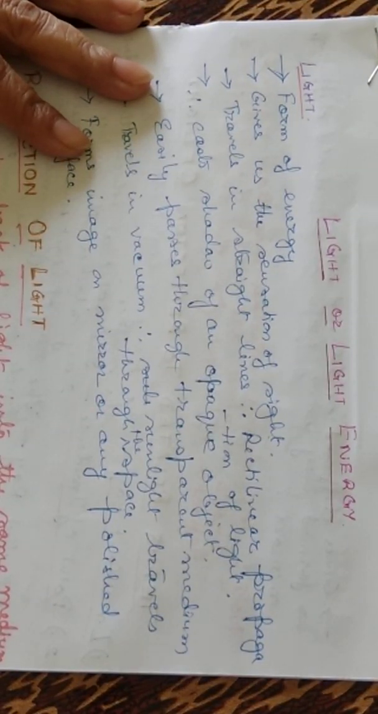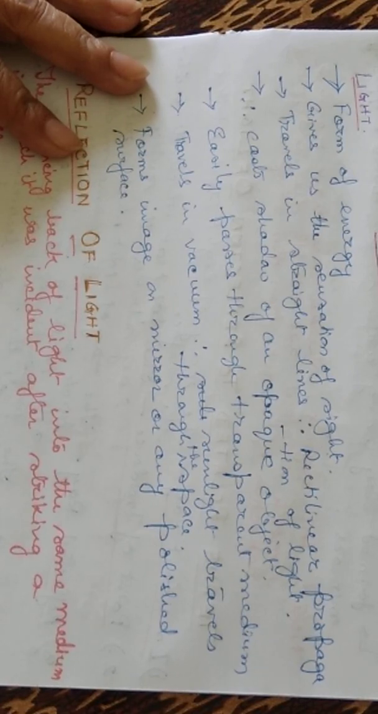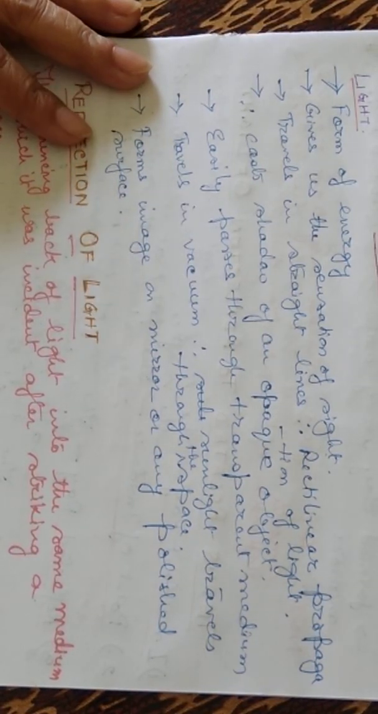That is, we can say it is a rectilinear propagation of light. As light travels in straight lines, we can say that light has rectilinear propagation. Therefore, it casts a shadow on an opaque object. As it travels in straight lines, when an opaque object is placed in its path, it can cast a shadow.